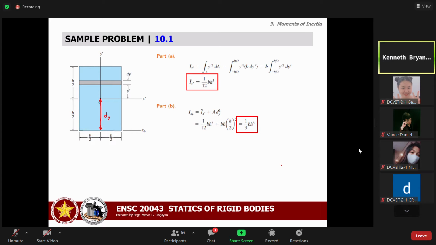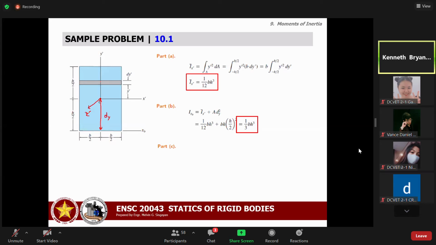Then for the next part, we are looking for the moment of inertia about the perpendicular axis passing through the centroid. Let's call it Z prime. How can we determine its value? From previous discussions, J is equal to I_x plus I_y. So your J about the Z prime axis is I bar x prime plus I bar y prime. But the question is, what is the value of I bar y prime?